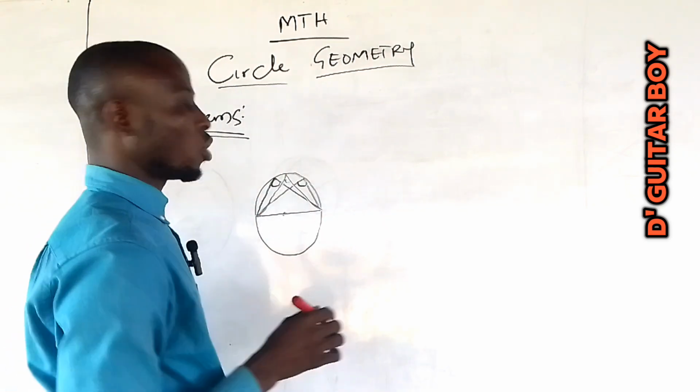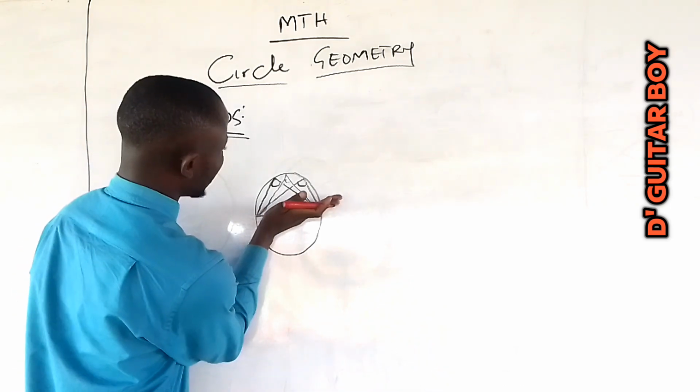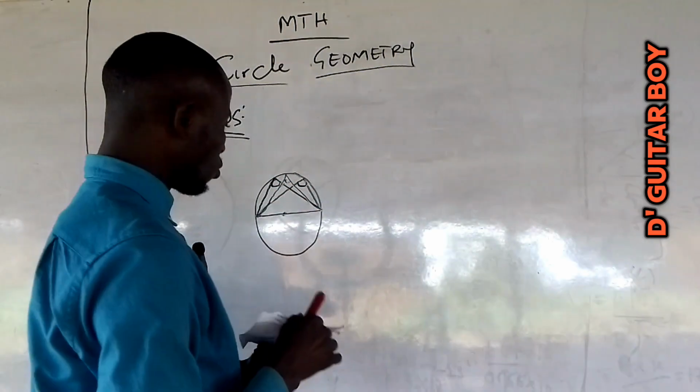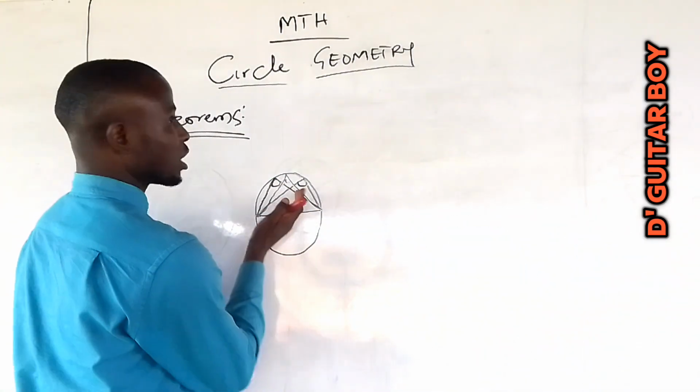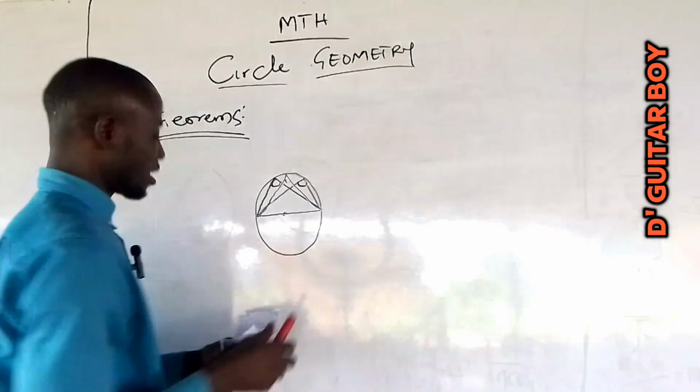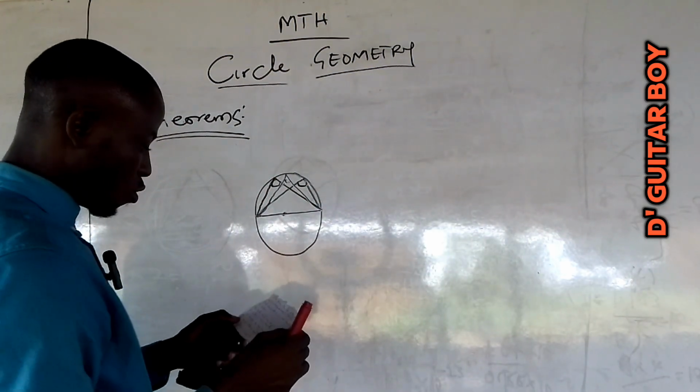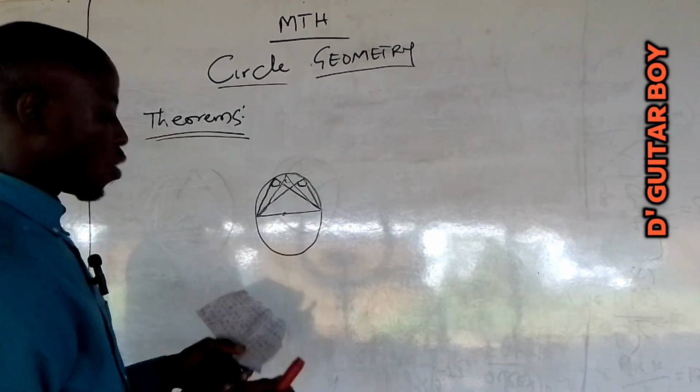Equal. That angle on the same segment. They are on this segment. Okay? So this angle are on this what? Segment. Angle on the same segment what? Are equal. Angle on the same segment of a cycle are equal.